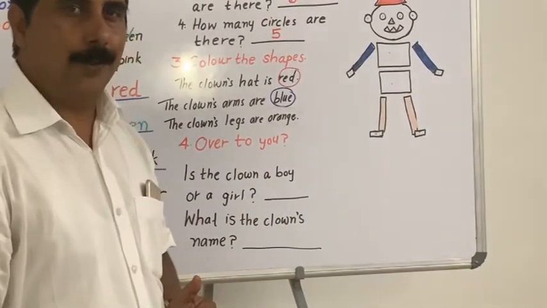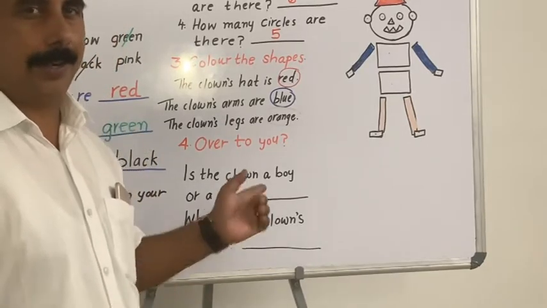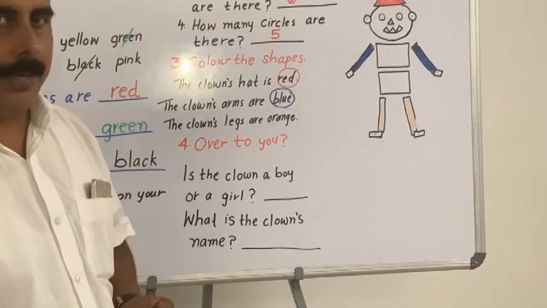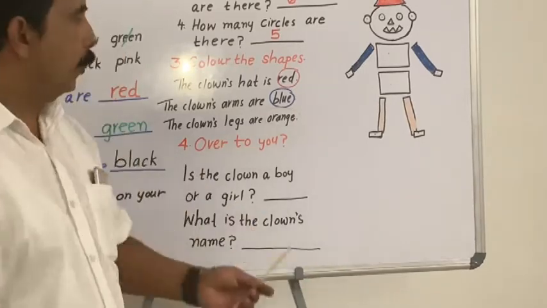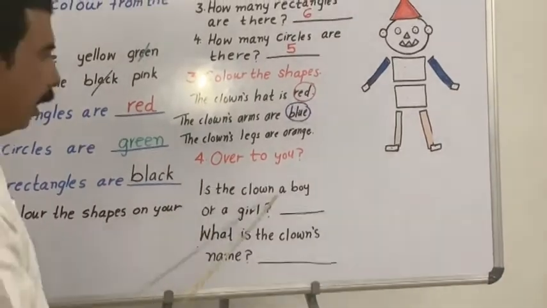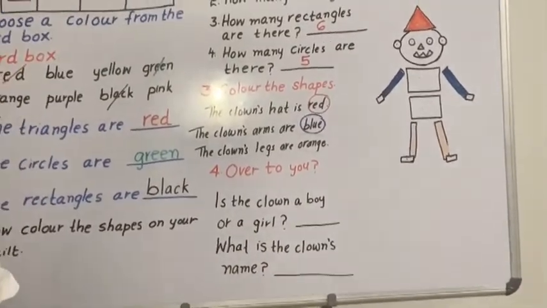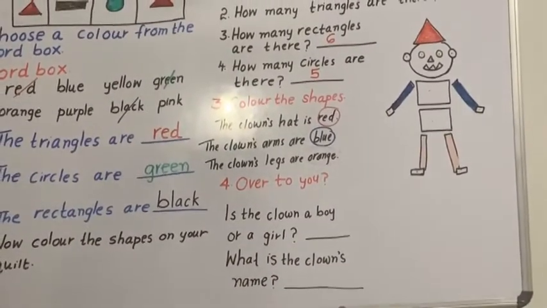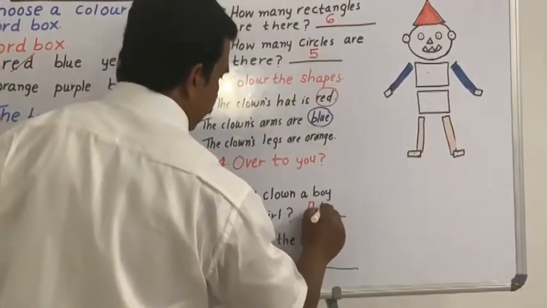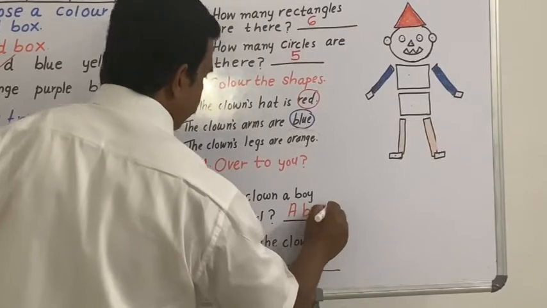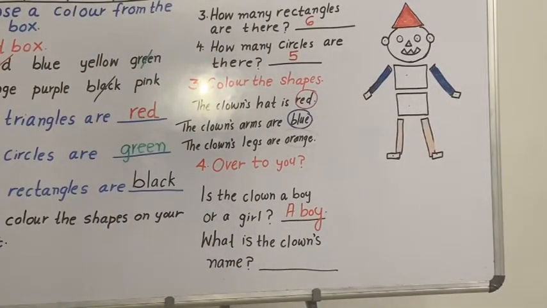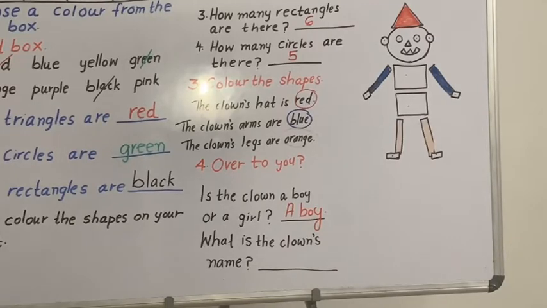How many of you are supporting the answer, the clown is a girl? Many? No. Some? Yeah, some boys are putting the hand down. So they are telling that. Tell together, children. Is the clown a boy or a girl? Yeah, it's a boy. So write the answer there. Your clown is a boy.